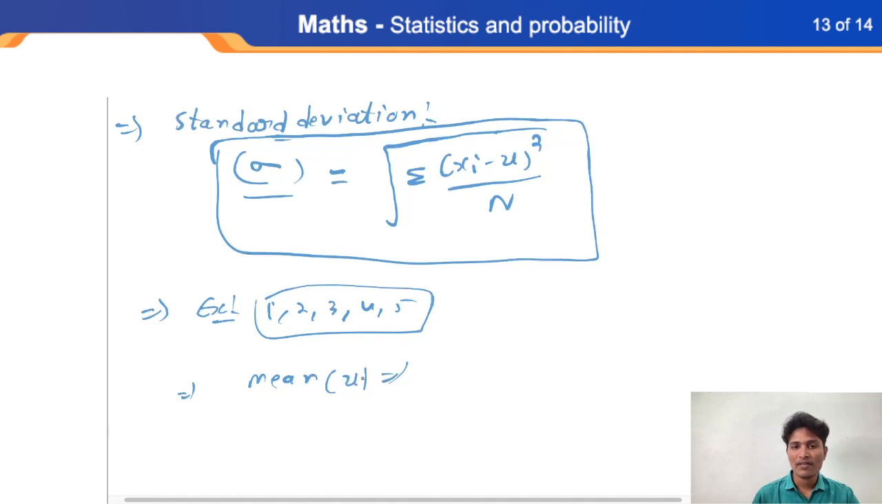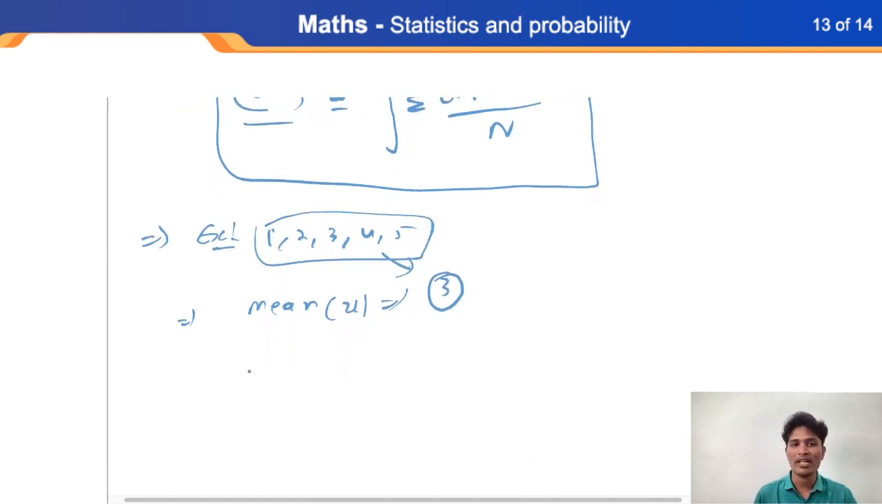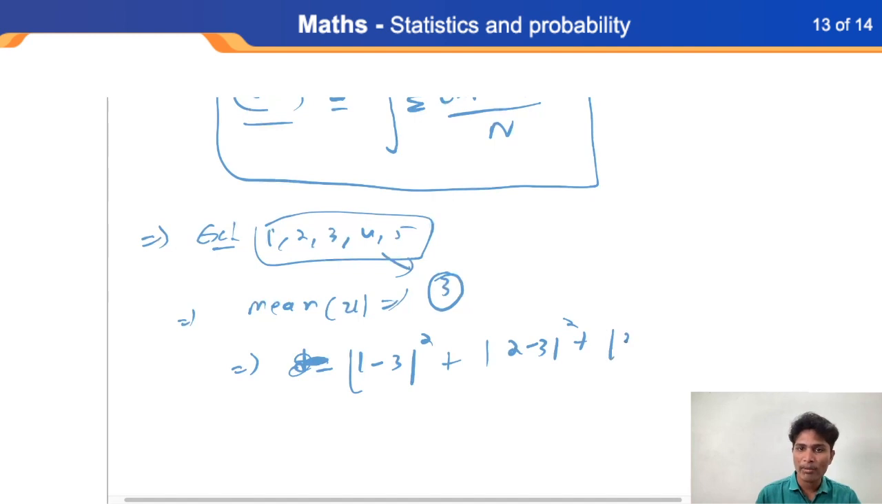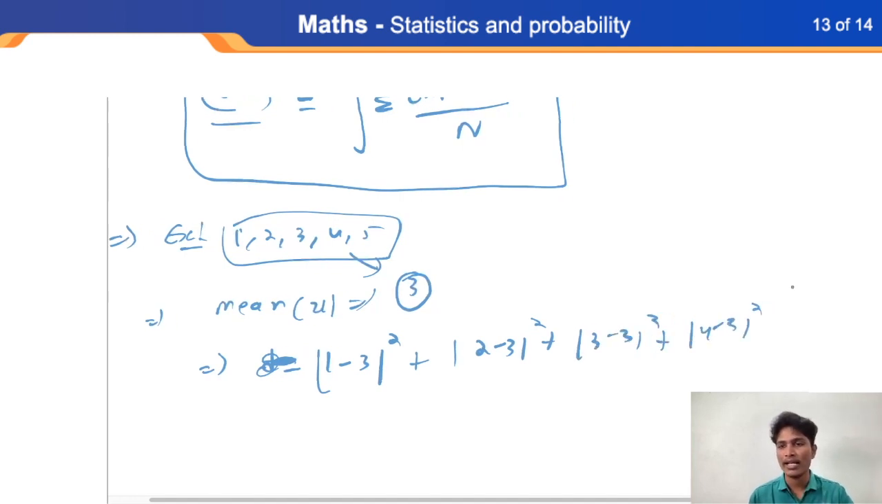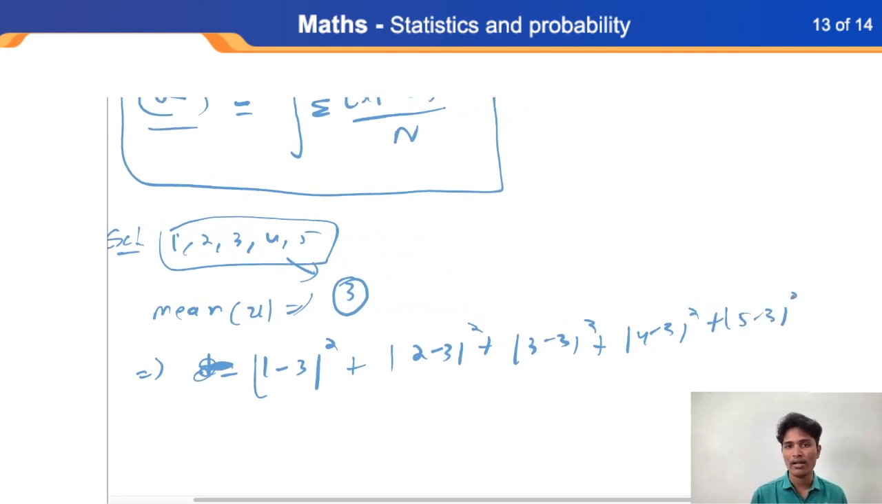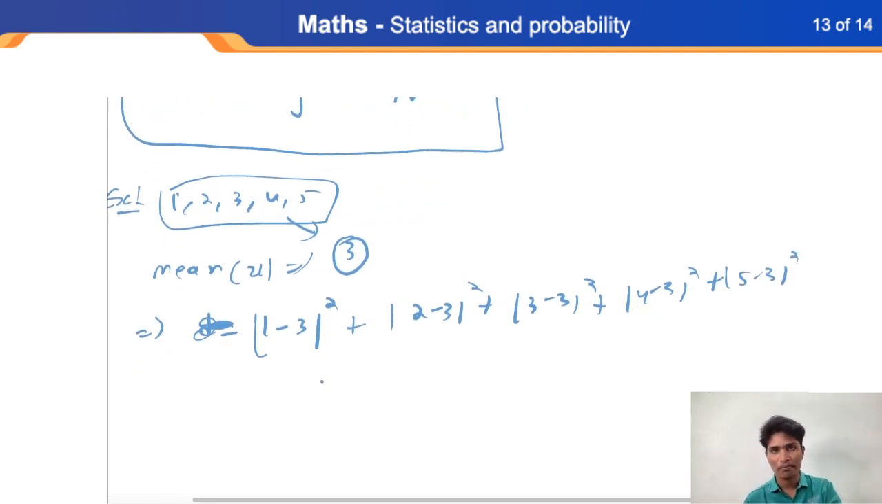First of all, we have to calculate the mean. What is the mean for this? The mean is 3, as I already discussed, and you have to subtract it from everything. When you subtract, you get the deviation, but here there is a square of everything. That is, you calculate 1 minus 3 and square it, 2 minus 3 and square it, 3 minus 3 squared, 4 minus 3 squared, and 5 minus 3 squared. Everything is squared.